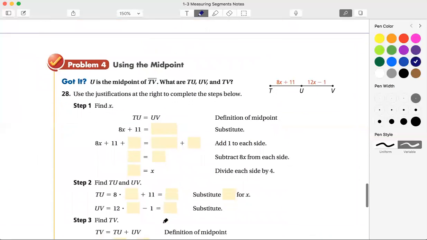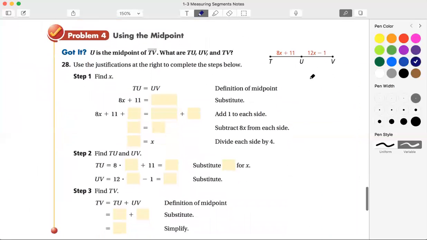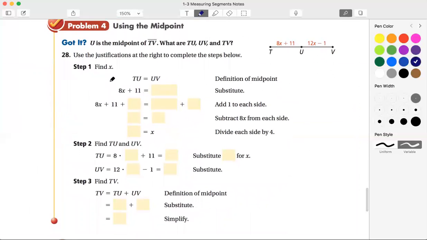Okay, so let's use that. So here's a line segment, and I define two lengths. TU is 8x plus 11, and UV is 12x minus 1. All right, so let's fill in this little proof here. So we have TU and UV. TU is 8x plus 11. UV must be then 12x minus 1. The first thing we're going to do is add 1 to both sides. So I'm going to copy down 12x minus 1, and I'm going to add 1 to both sides.